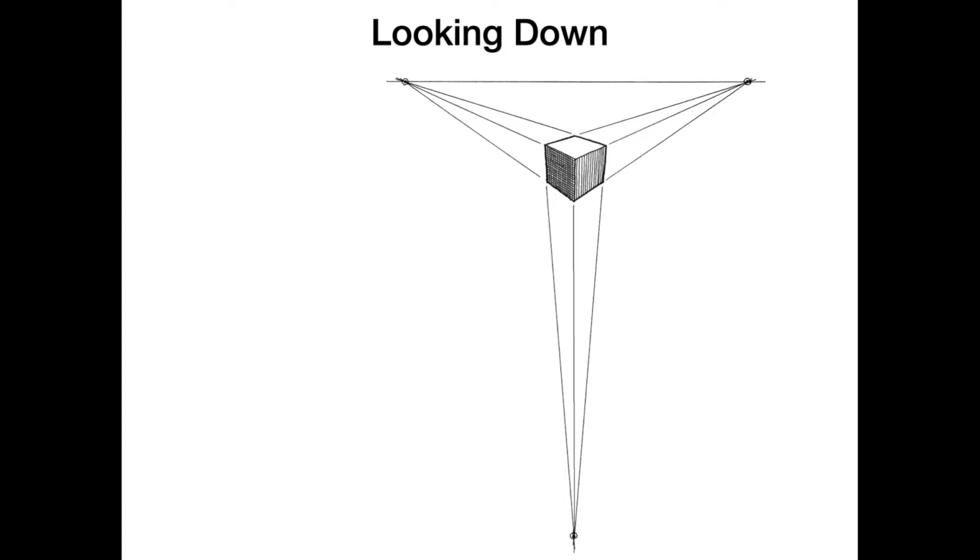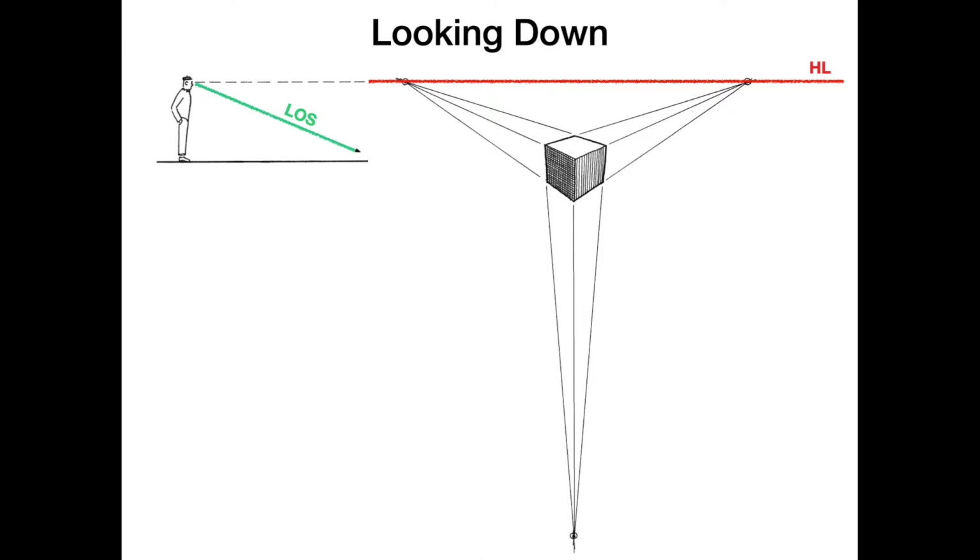And this is what it looks like if we're looking down at our cube. Our head is tilted downwards. First of all, you have to ask yourself, where is the horizon? Where is your eye level? Because you're looking downwards, the horizon line is going to appear pretty high. It's going to be up above your object.